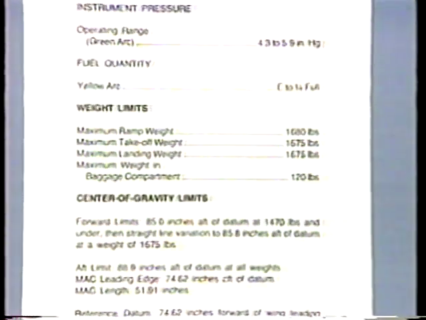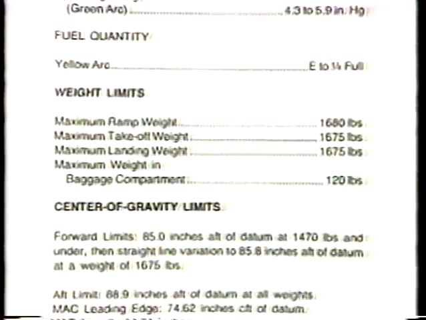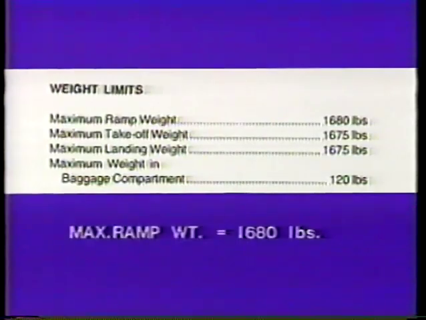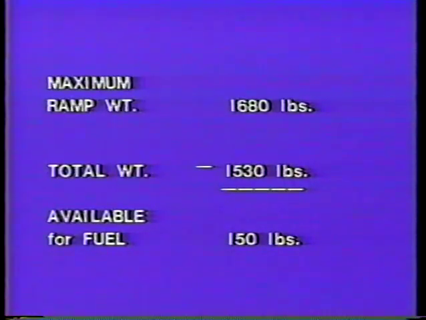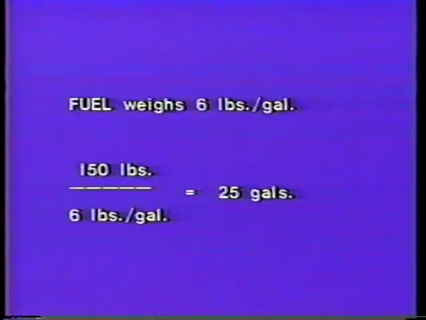The maximum ramp weight for the Skipper is 1,680 pounds. This figure is found in the pilot's operating handbook under the weight limit section. By subtracting the total weight from the 1,680 pound figure, we see that there are 150 pounds available for fuel. How many gallons of fuel is this?